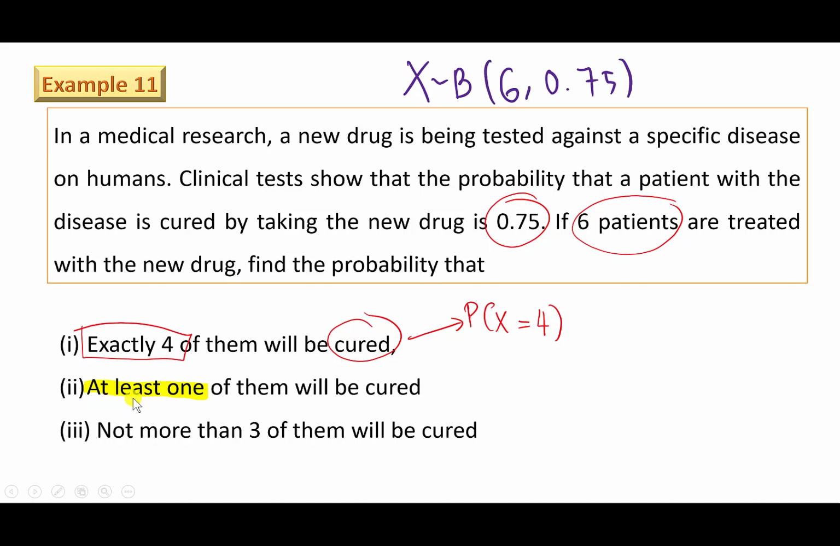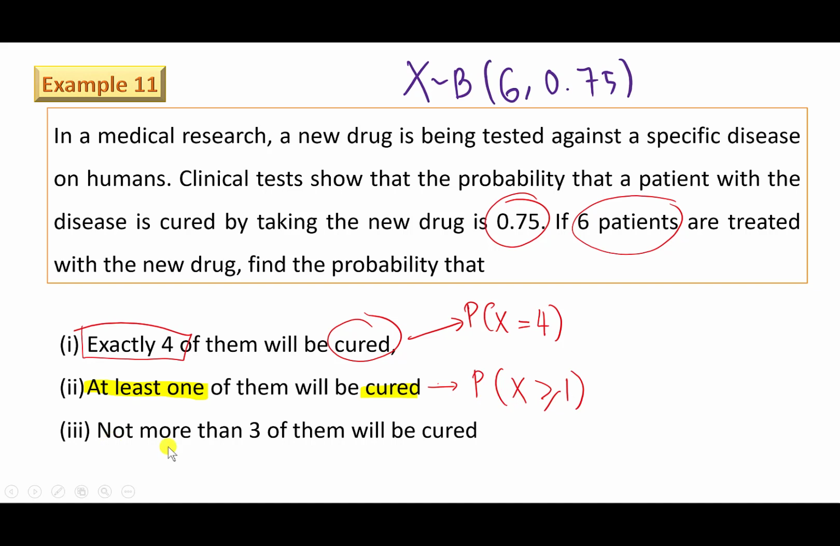Question 2. At least 1 will be cured. So at least 1 means that the minimum number of patients to be cured is 1. The minimum. So it can be 1, 2, 3 until 6. So we write the probability as X greater equal than 1.